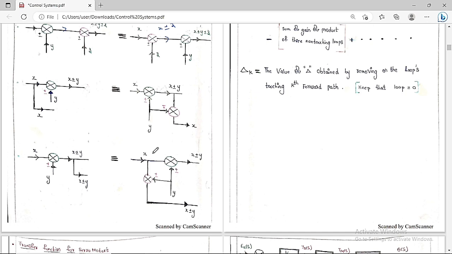Always the inputs are the same and the outputs are the same. Only the modifications we have to do in order to get the same result. So always the simplified circuit is very simple when compared to the complex circuit. So this is all about the block diagrams.